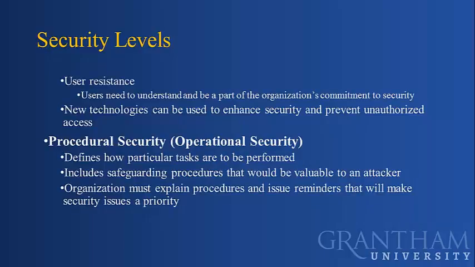Security levels continue. User resistance: users need to understand and be part of the organization's commitment to security. New technologies can be used to enhance security and prevent unauthorized access. Procedural security, or operational security, defines how particular tasks are to be performed, and includes safeguarding procedures that would be valuable to an attacker. The organization must explain procedures and issue reminders that will make security issues a priority.